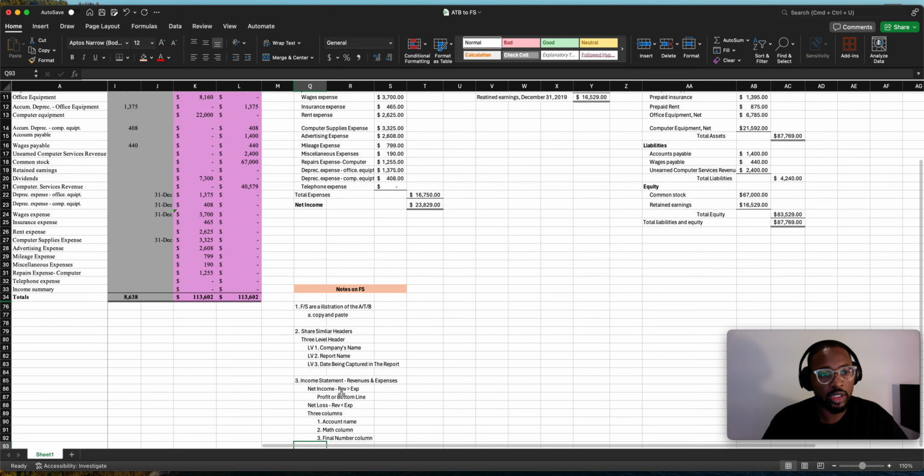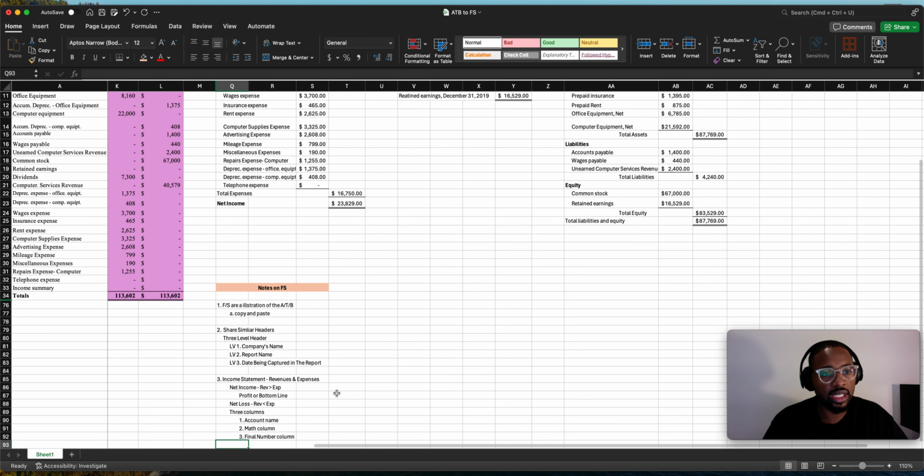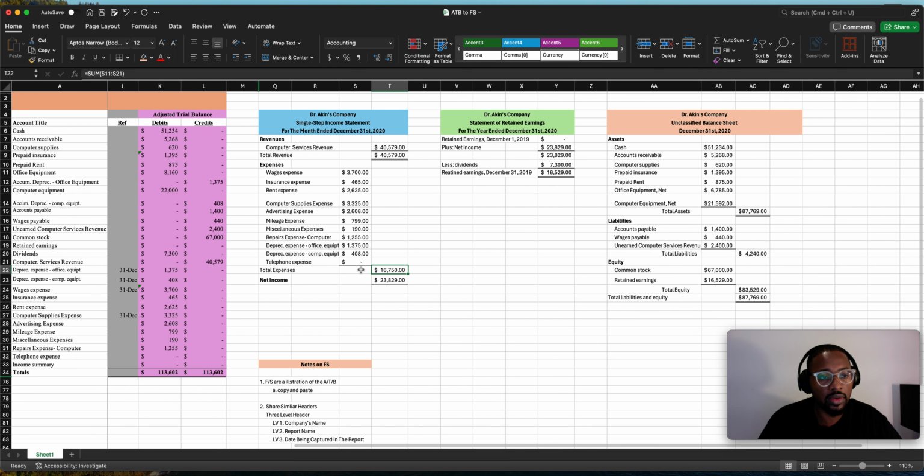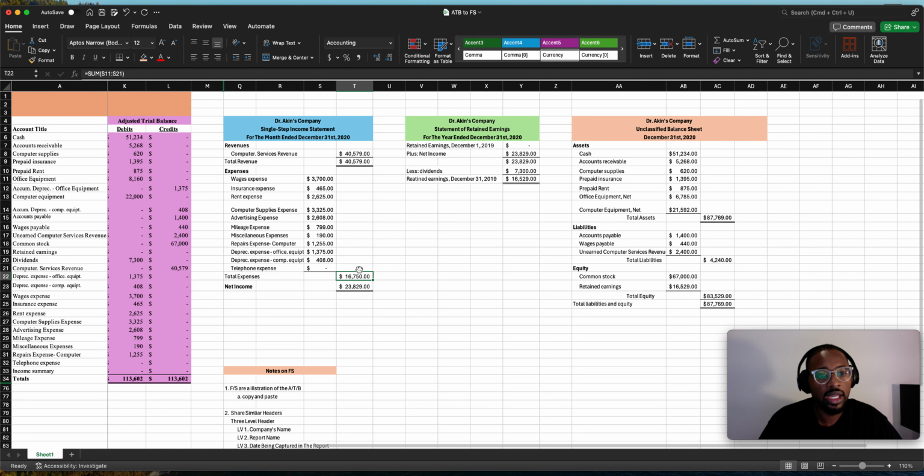The final number column. Because we only have one revenue account, we'll just put it in the final number column. But because we have multiple expenses, we want to list them and then put the total in the final number column. Okay? And then quite literally all you're doing is taking revenues minus expenses to get you a net income.